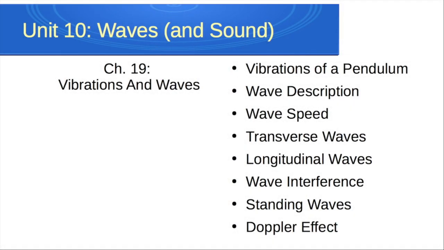All right, so we are starting Unit 10, which is waves and sound. But the first half of this is Chapter 19, which is vibration and waves. So we'll look at some various topics to explain how vibrations happen, things like simple harmonic oscillators and pendulums. We'll start to describe the aspects of a wave, wave speed, the types of waves, so transverse versus longitudinal, how they interfere, talk about things like standing waves, and eventually get into something called the Doppler effect.